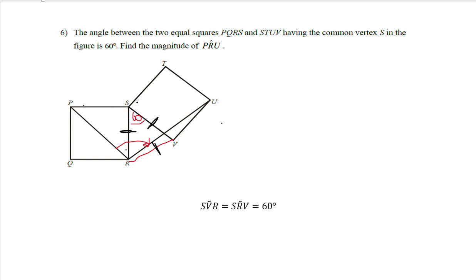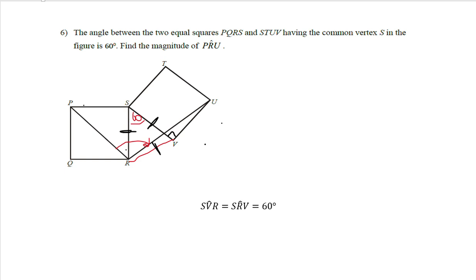So what we obviously know is that SVU is 90 degrees because it's an angle of a square. So it should be 90. So we can mark that right here. And now we know that the angle SVR is 60. So which means the total angle of RVU should be 150 degrees.